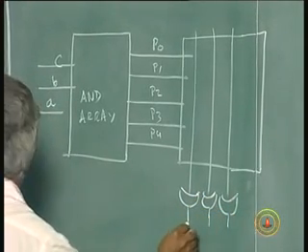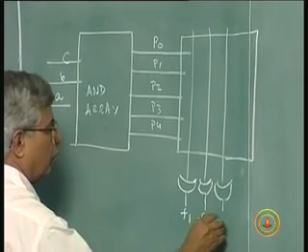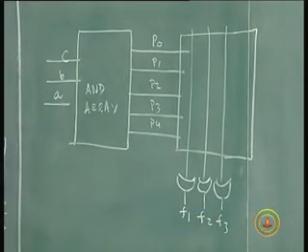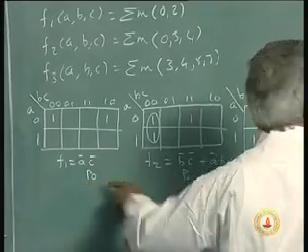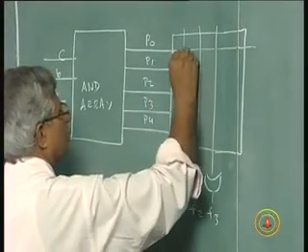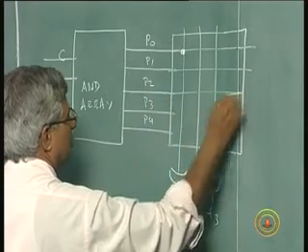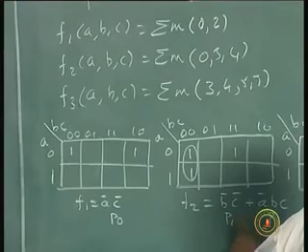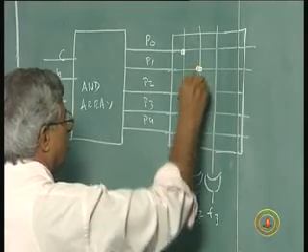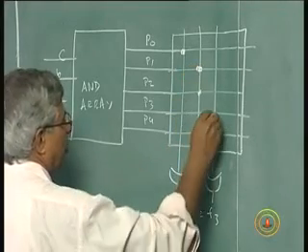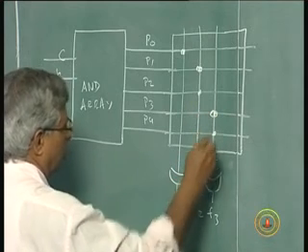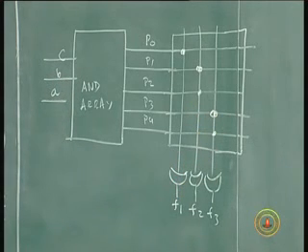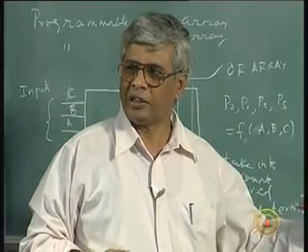This is my F1 to F3. F1 will be P0. F2 would be P1, P2. F3 would be P3, P4. Now I have the implementation of the function. The size is now smaller for the same function, 4 functions.